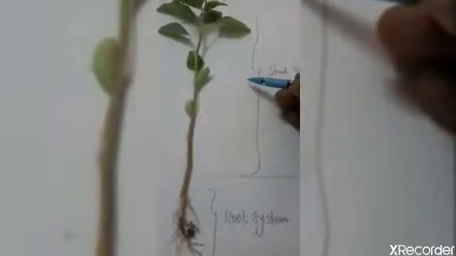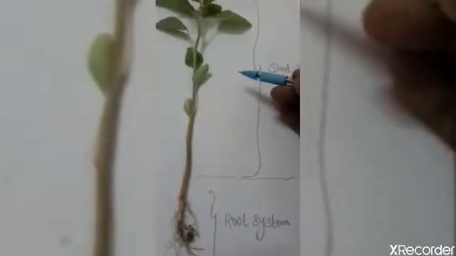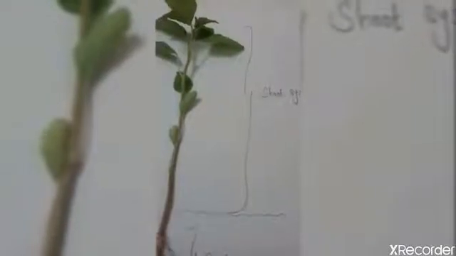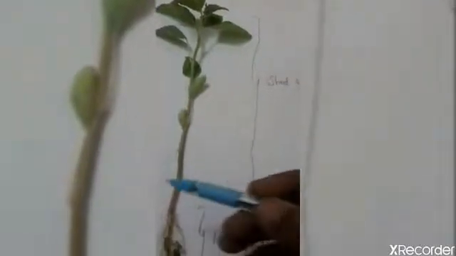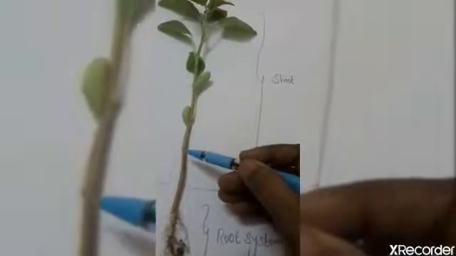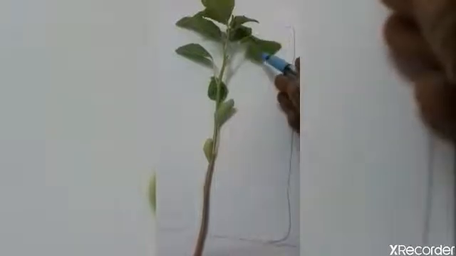In other words, we can say the aerial part of the plant body which grows above the ground is known as a shoot system. The main axis of the shoot system is the stem. The shoot system consists of the stem, the leaves and the flowers and fruit.